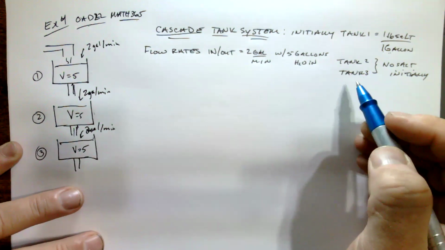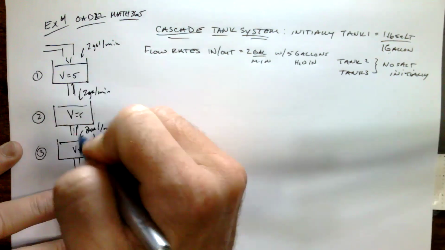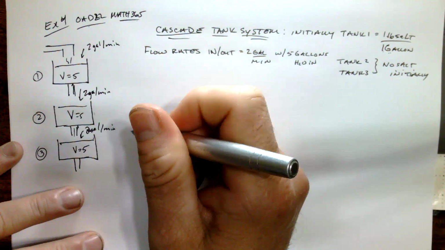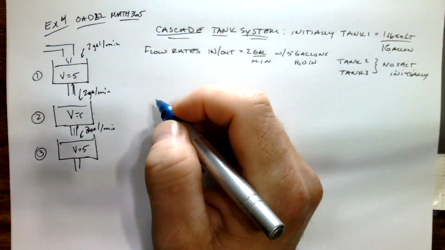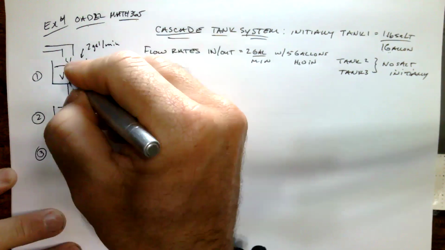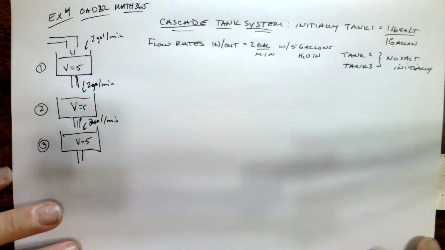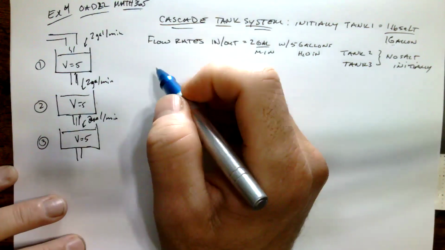And so our question is, if we assume complete mixing in each of the tanks, find and plot the salt concentration in each tank as a function of time. Okay, we're looking at trying to measure how the salt gets distributed over time for the system.